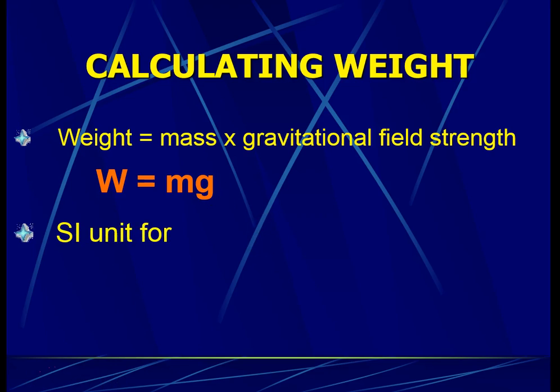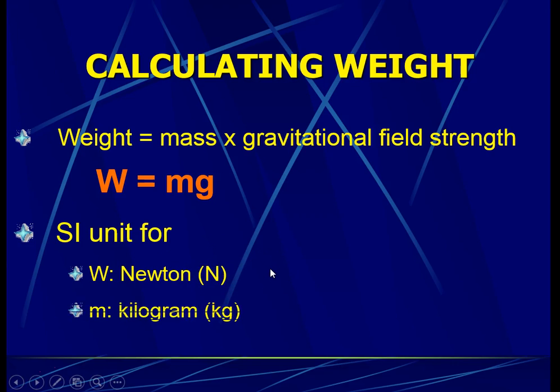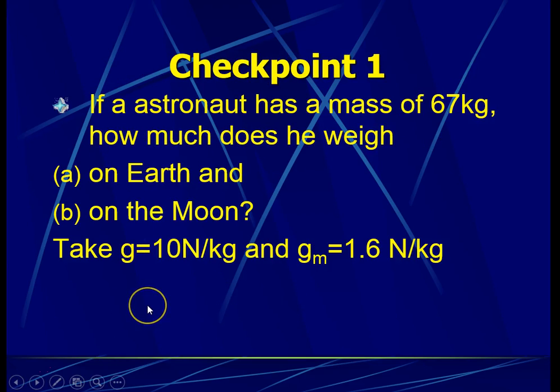The SI unit for weight, let's recall, is the Newton, expressed as a capital N. To work this formula itself, take note, we will have to use the kilogram as a unit for mass, and also the Newton per kilogram as a unit for gravitational field strength. So now let's have a look at how we can make use of the formula to calculate weight.